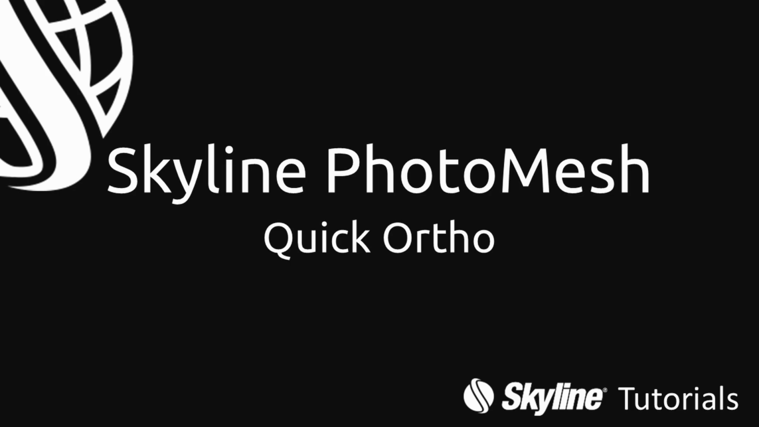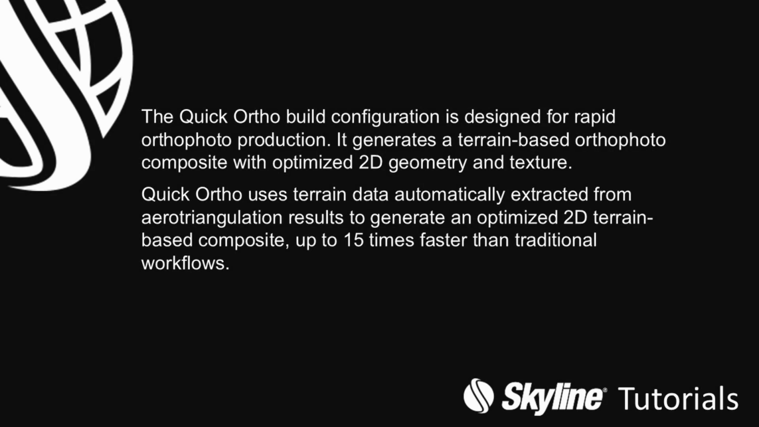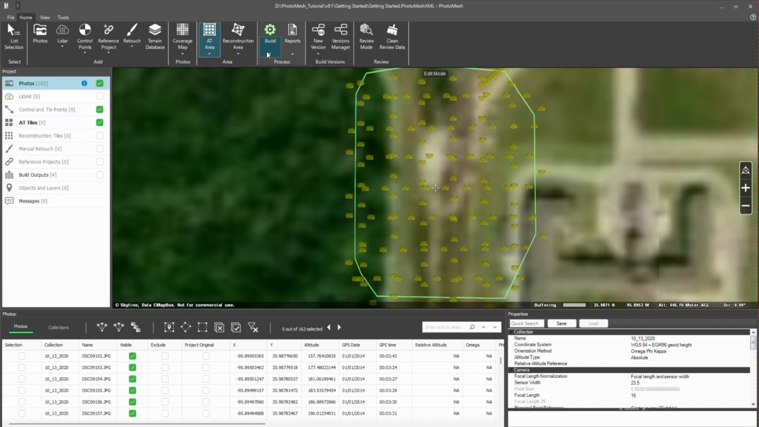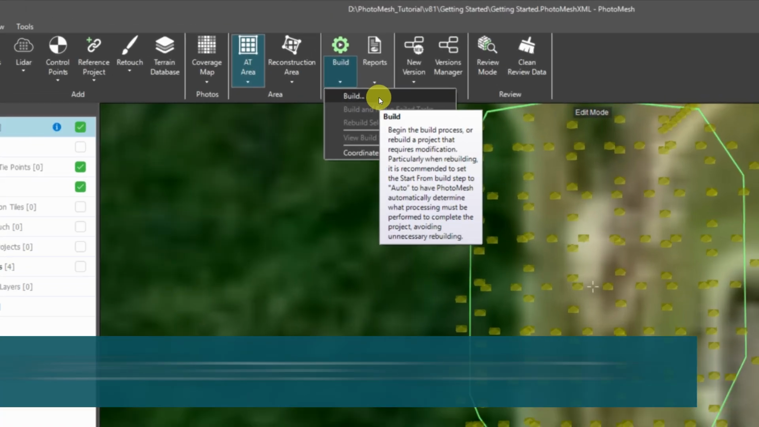Hi. In this PhotoMesh tutorial, we'll show you how to create a quick ortho. Quick Ortho is designed for rapid orthophoto production. It uses terrain data from aerotriangulation to generate an optimized 2D terrain-based composite, up to 15 times faster than traditional workflows. Start by creating a new PhotoMesh project and loading your photos.